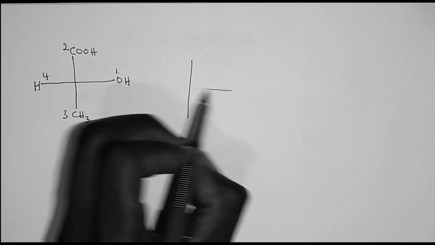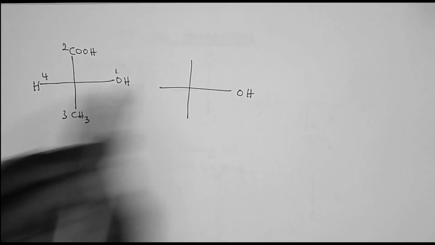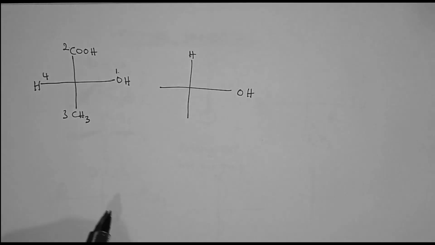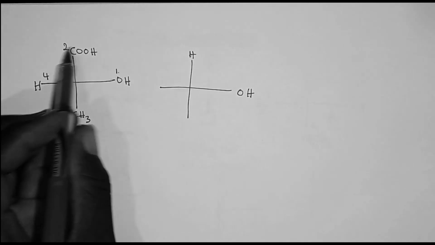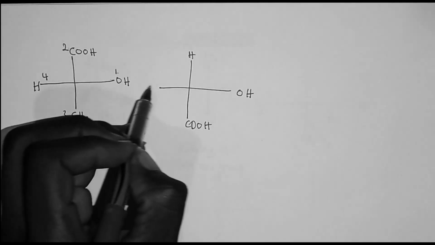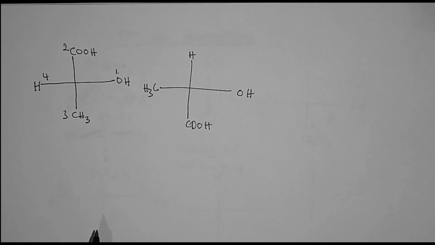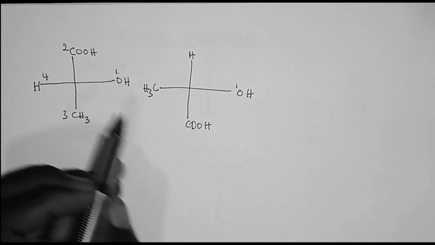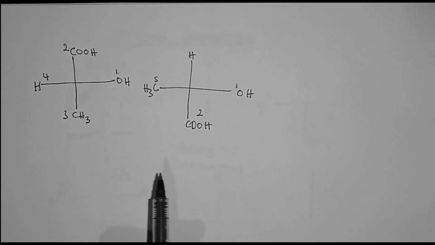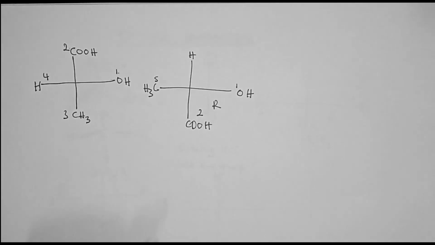So let me draw the rotation here. We are holding the OH, then rotating the other 3. If we rotate, the proton comes here, and then this COOH comes to the bottom, and then the CH3 comes to the side. Let's determine configuration in this case. This is 1, this is 2, this is 3, and then the proton is pointing away from us, and therefore you can see that this is also an R.